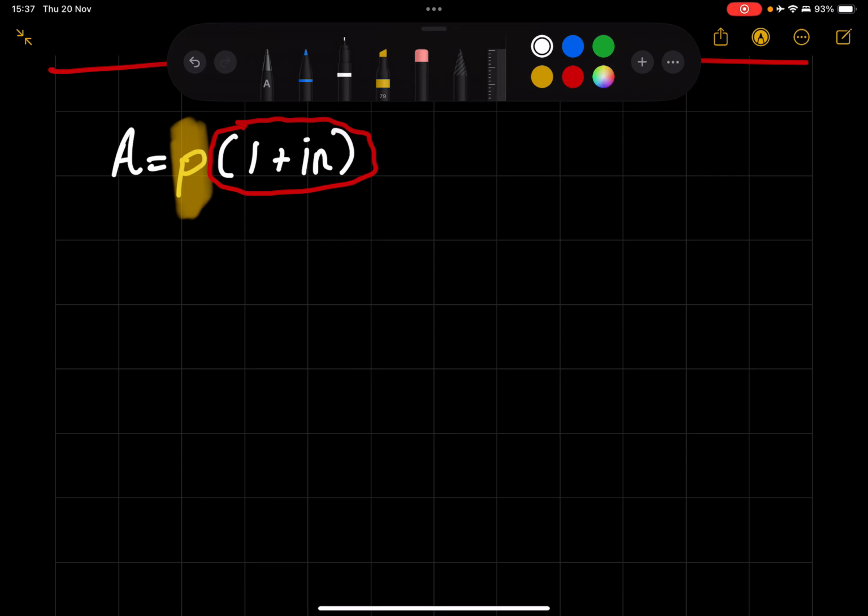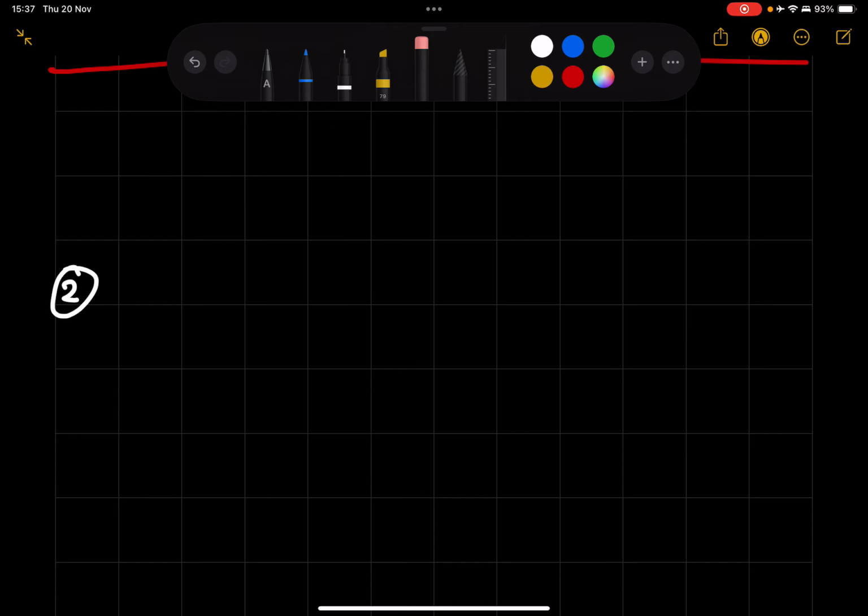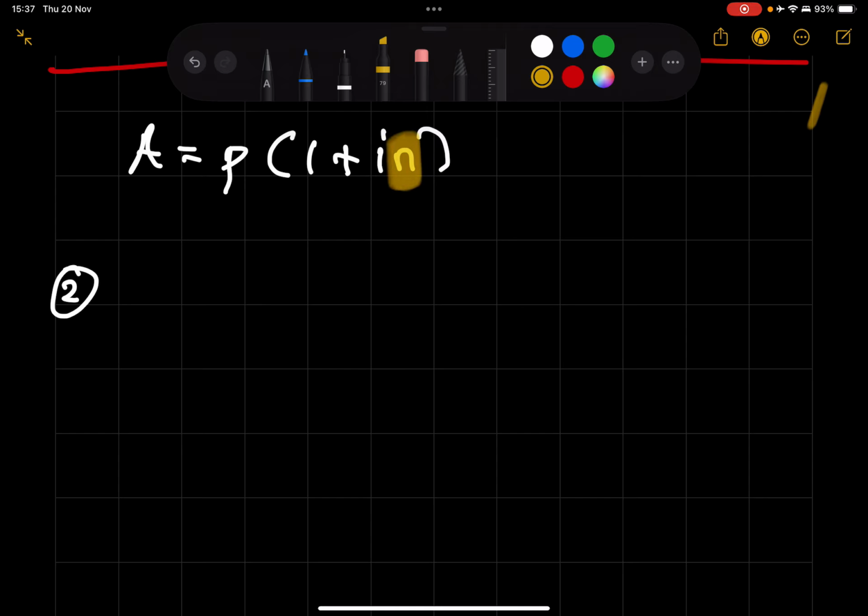Then the second one, let's isolate N. Number 2, we want to isolate N. Okay, let me rewrite the formula. So it's A equals to P(1 plus IN). Okay, so let's see. I'm going to highlight what I need to isolate. So I need to isolate N, and it's inside the bracket. To open the bracket, P must move first.